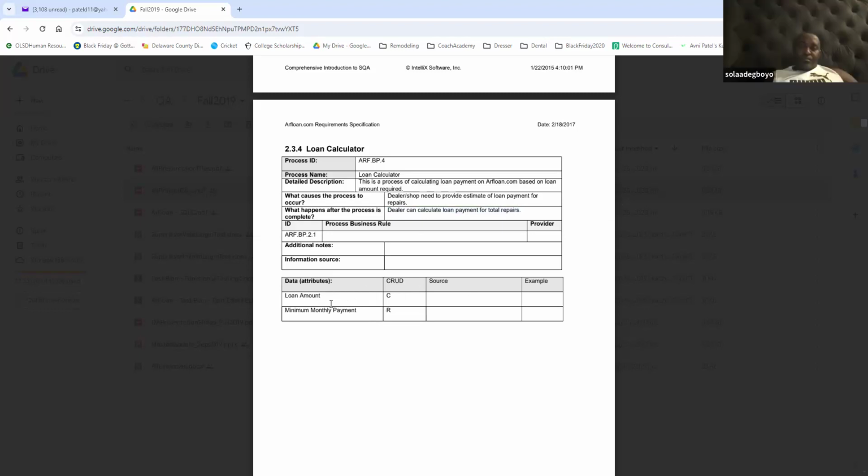Okay. And this is where it is, what data it uses. It's the loan amount that's going to get entered by the dealer, right? So that's a created amount, right? It doesn't exist. You're going to create that. And then system provides it. So there is a read-only data that is what is going to be minimum monthly payment. They don't want that payment to be altered by the dealer. They just want to enter the input, and then they should be reading whatever the system provides. Okay.